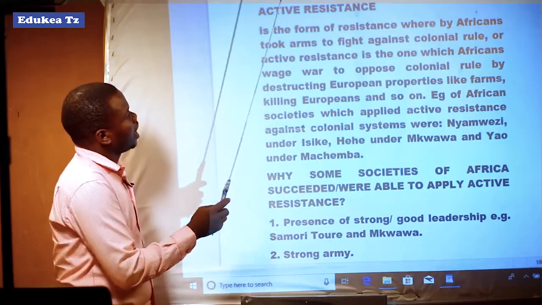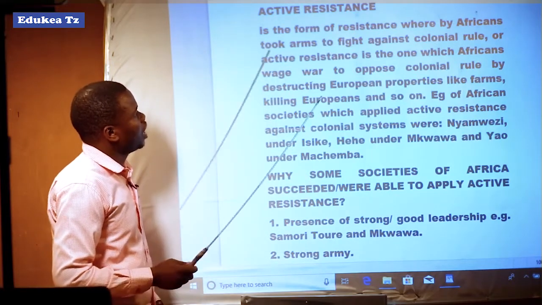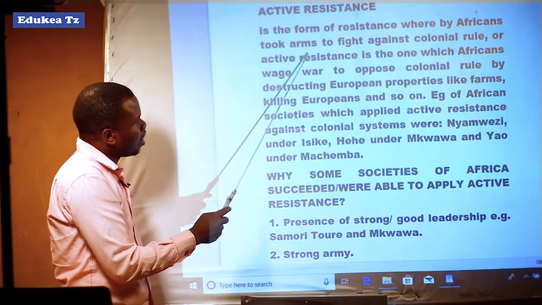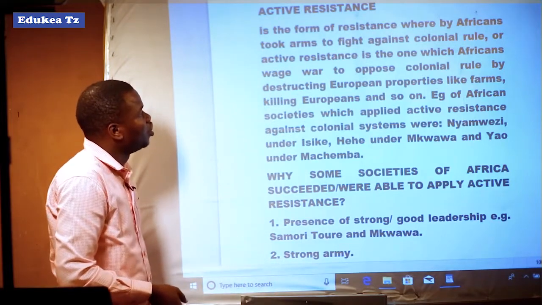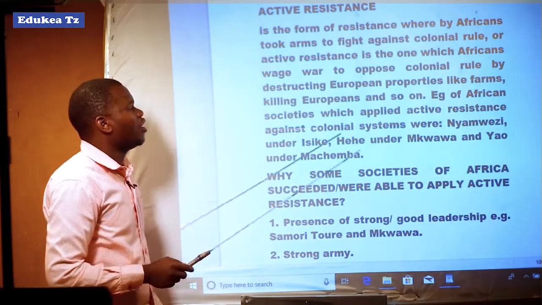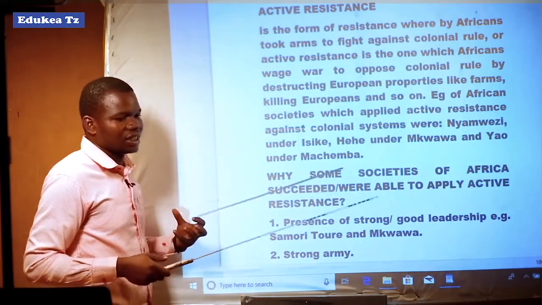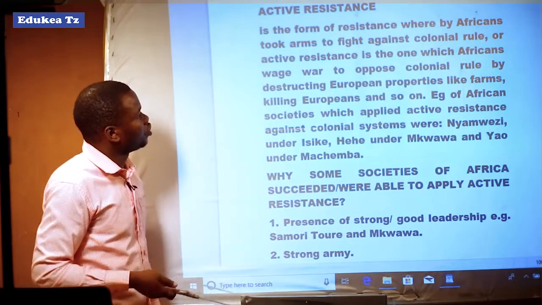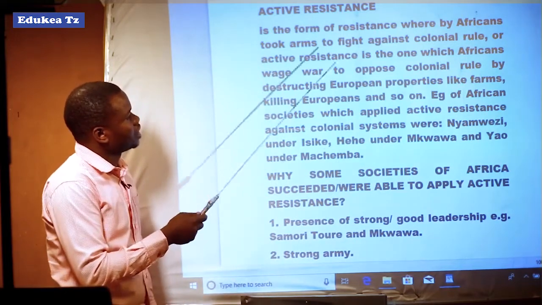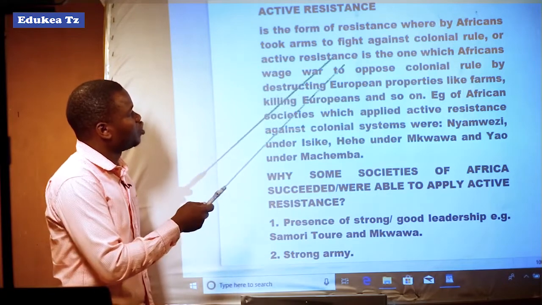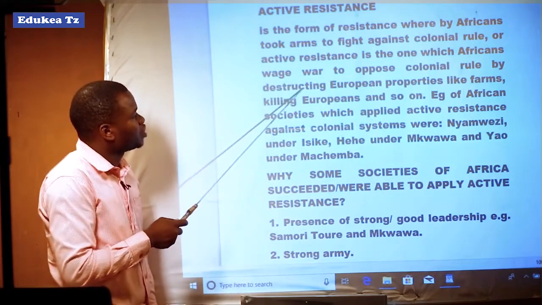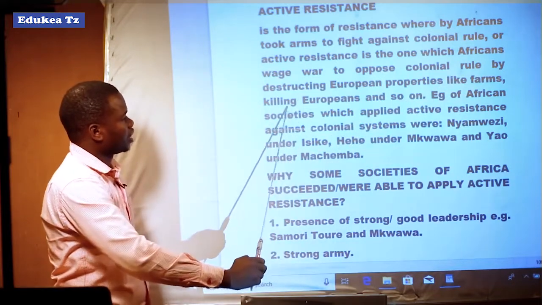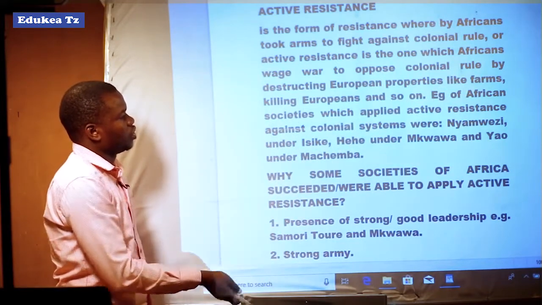Let us start with active resistance. Active resistance is a form of resistance whereby Africans took arms to fight against the colonial rule. So here, Africans decided directly to wage active war against the colonial rule. Or active resistance is the one in which Africans waged war to oppose colonial rule by destroying European properties like farms, killing Europeans, and so on.